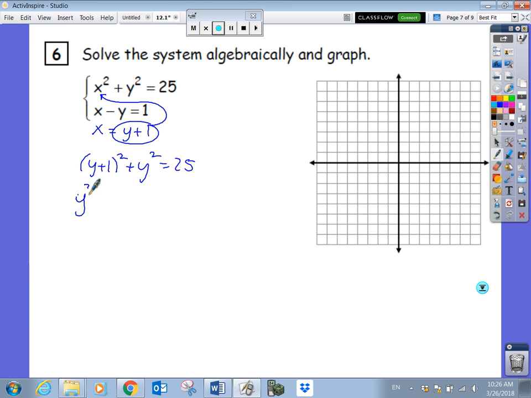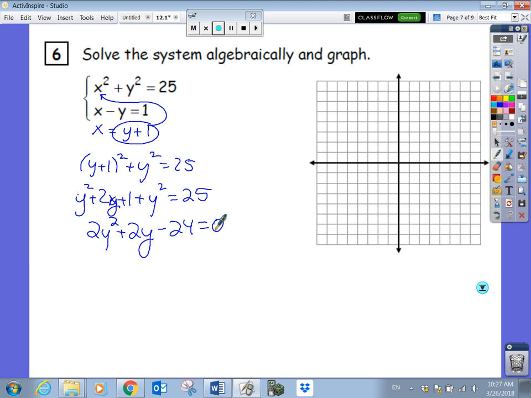There's still too many of you trying to distribute a squared to a polynomial. That's not even a mathematical thing. So stop doing it, because you can't get anything right if you do that. So we have 2y squared plus 2y, when we bring that over, minus 24 equals 0.